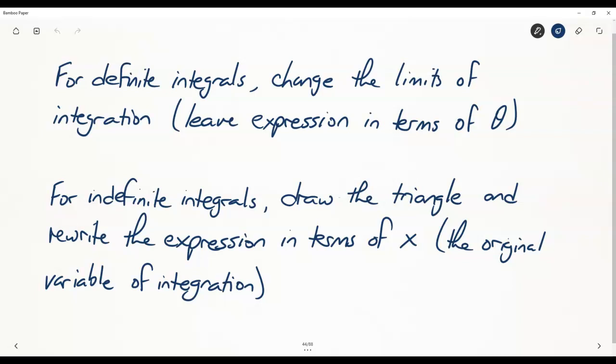For definite integrals, if you had limits on that integral, it's a good idea to change the limits of integration. If you change the limits of integration, you don't have to draw the triangle and go back in terms of x. You can just evaluate it with those correct values for the limits in terms of the angle measure. But if you have an indefinite integral, like we had in the last problem, you have no choice. You have to draw the triangle and rewrite the answer, which would be in terms of theta, in terms of the original variable you started out with, and the triangle will give you that.